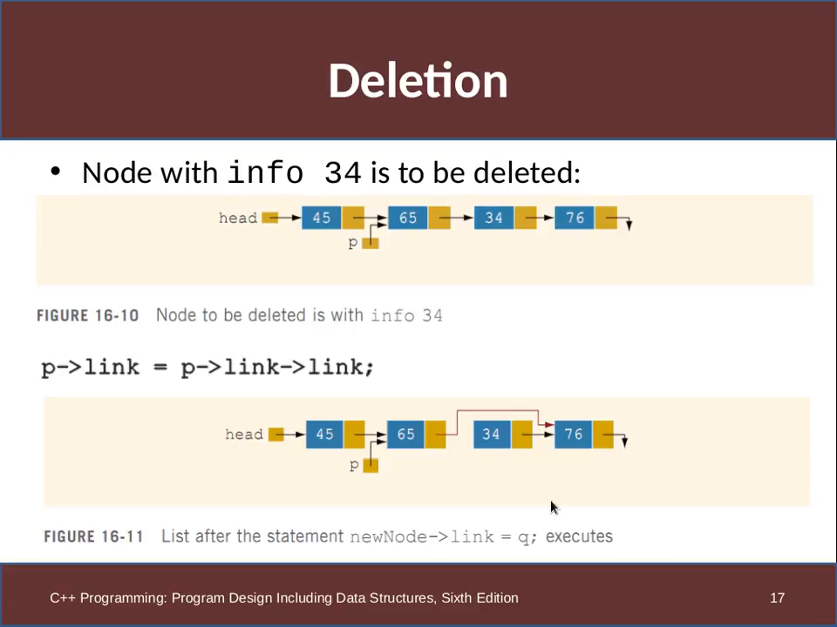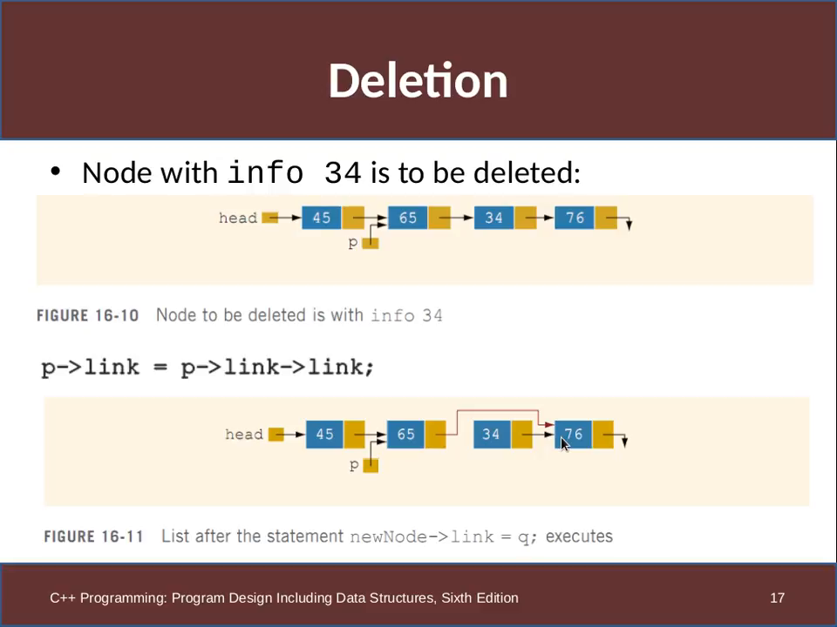Deletion, what do they want to do? All right, you literally move the link around. So if you want to delete 34, whatever's previous, you just take that next and you move it to the next. And that deletes it. P's next equals P's next next. Skip over it. Just skip right over it.